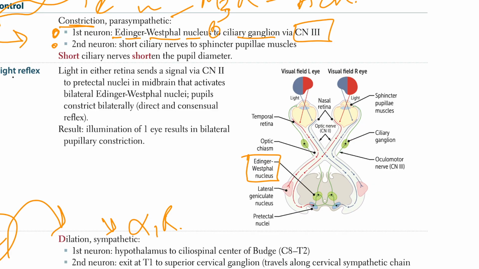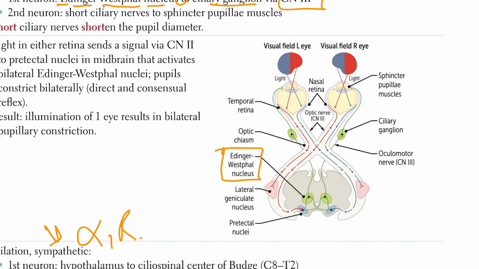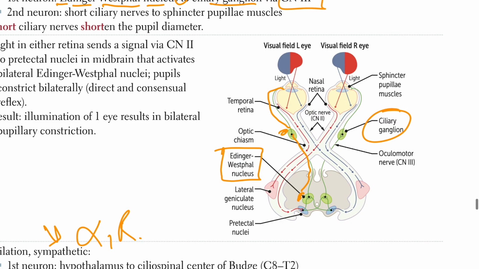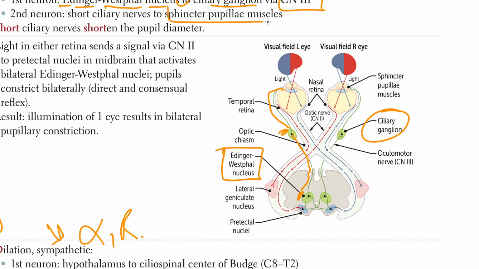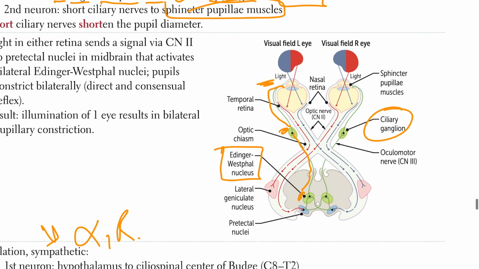Let me zoom in so you can take a look. From this point all the way, it goes to the ciliary ganglion, which is here. And from the ciliary ganglion, it goes straight to the sphincter pupillary muscle, here. So we said this is the first order neuron. The second order is from the short ciliary nerve to the sphincter pupillary muscle. So this is the second order neuron.